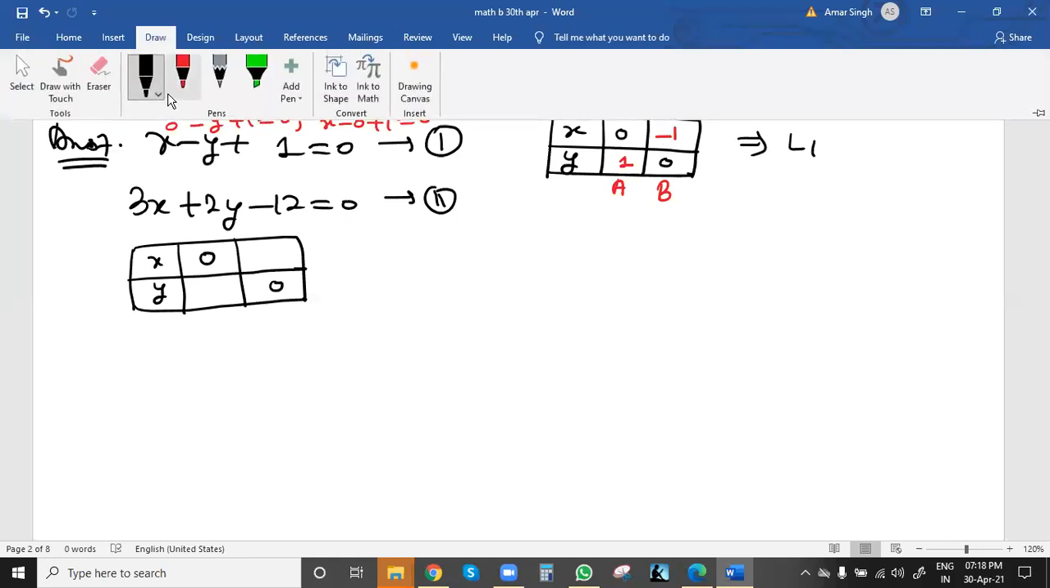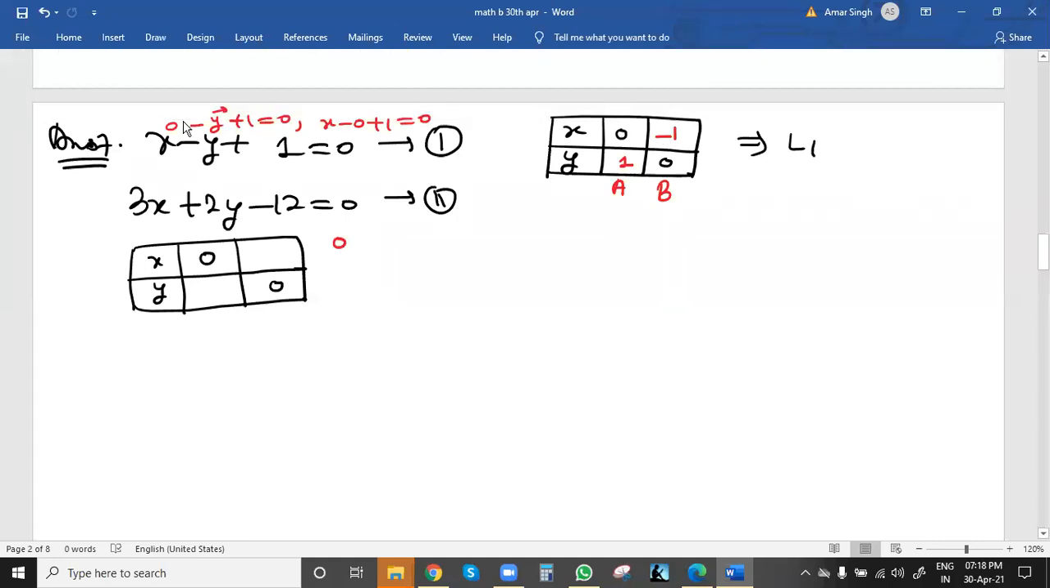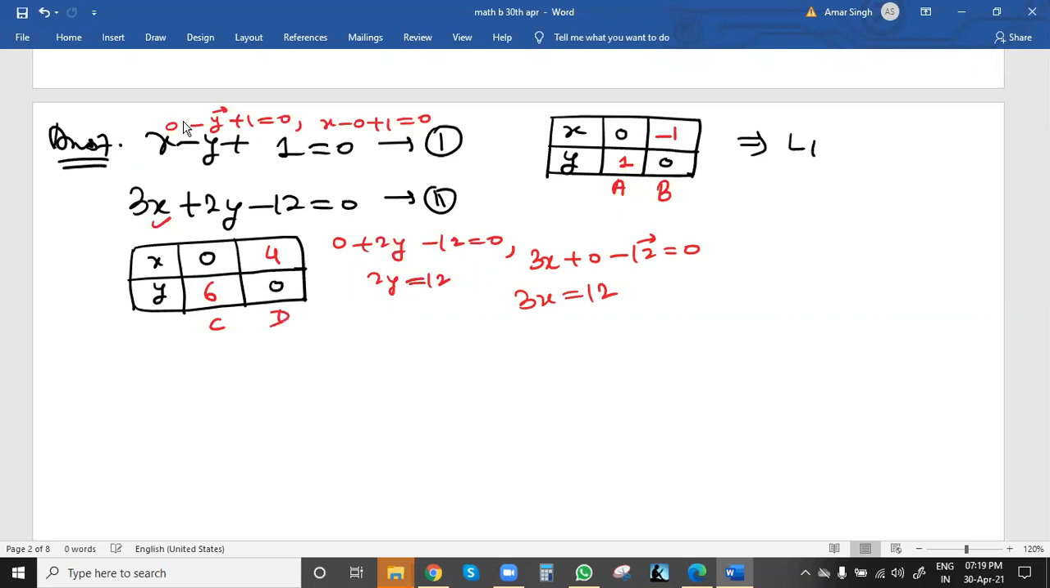If we take x = 0, then 3 into 0, 0 plus 2y minus 12 equal to 0. So we can say 2y equal to 12, y will be 6. And the second point is y = 0. So 3x plus 0 minus 12 equal to 0. So this 12 will go to the right hand side. So 3x equal to 12, x will be equal to 4. Let these points be C and D.